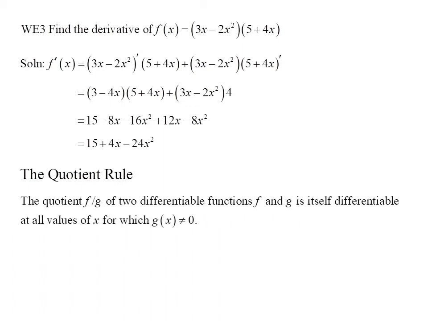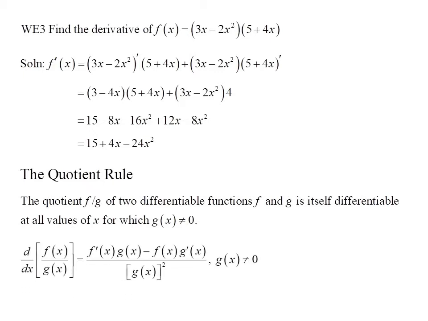The quotient f(x) over g(x) of two differentiable functions f and g is itself differentiable at all values of x for which g(x) does not equal 0. As can be seen on the screen, the derivative of f(x) over g(x) is given by the derivative of the numerator times the denominator, minus the numerator times the derivative of the denominator, divided by the square of the denominator. Now let's try to prove the quotient rule.